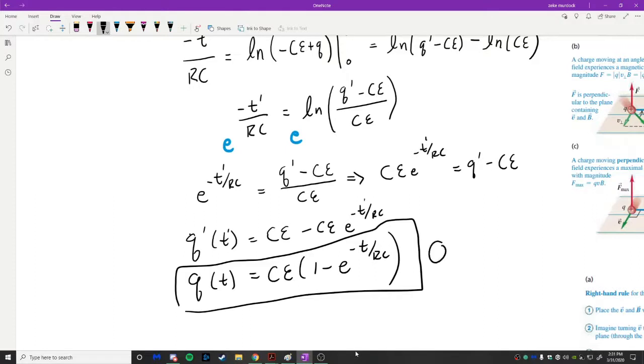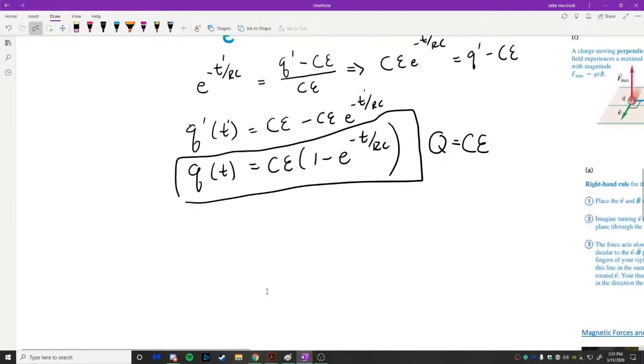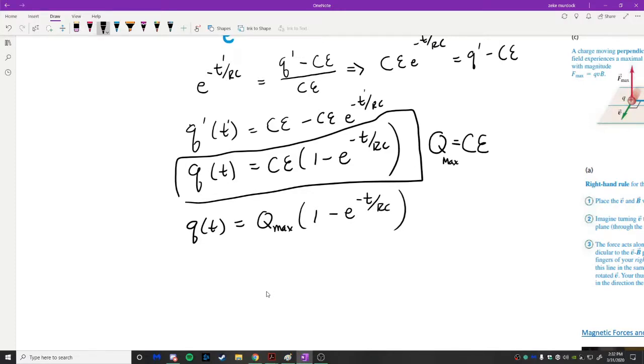If you remember from before, I said that the maximum charge on the capacitor was equal to Q. So the other way to write this would be to say that the charge as a function of time is equal to Q, the maximum charge. We could even call this Q max if we want to, multiplied by 1 minus e to the negative t over RC. This one looks nicer because this little term right here is just a fraction between 0 and 1, because e to the negative t over RC will always be a number that's less than 1.